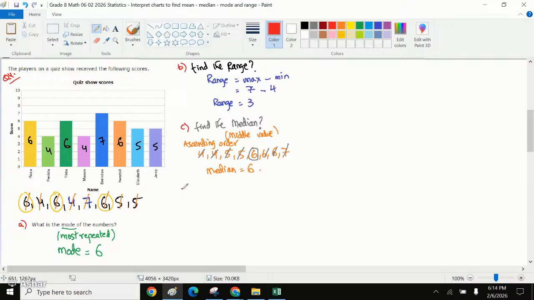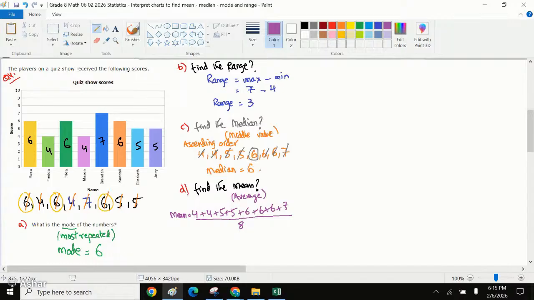Moving ahead to the next part, part D, we are being asked to find the mean. And we know that the mean is always the average. How do we find the average score? We add everything and we divide by the number of terms. So we can say mean would be equal to 4 plus 4 plus 5 plus 5 plus 6 plus 6 plus 6 plus 7. How many total terms were there? 1, 2, 3, 4, 5, 6, 7, 8. Right?